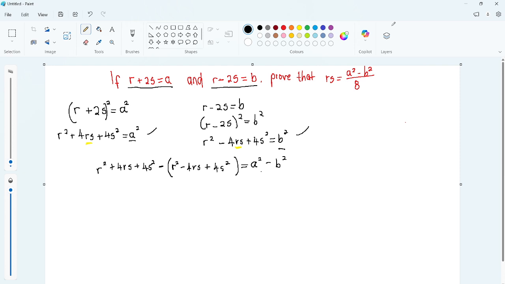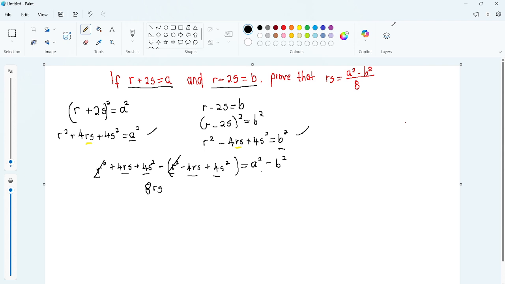I do my algebra. I look at the like terms. This one and this one are like terms. This one and this one are like terms. This one and this one are like terms. Since these ones are squared, this one can subtract this one. I'm happy now, because in the equation I must prove I don't have r squared. Then I have 4rs minus, this minus becomes positive, so it's going to be 8rs.